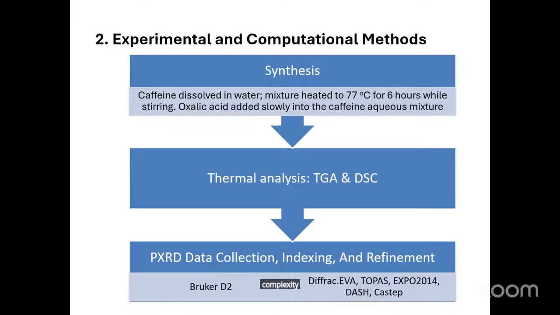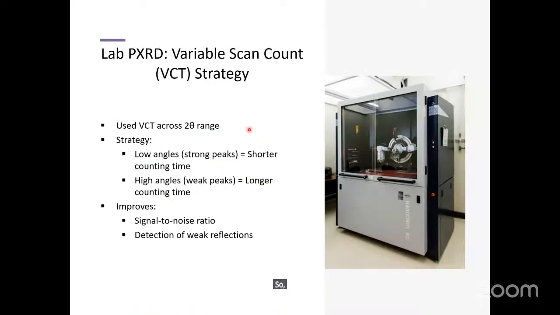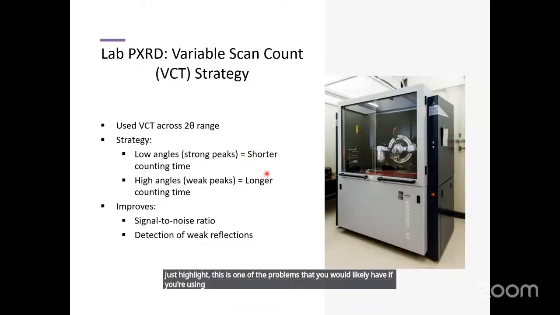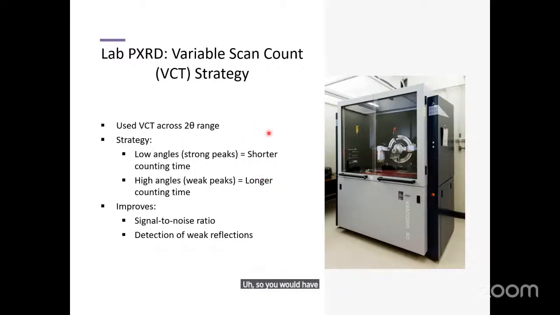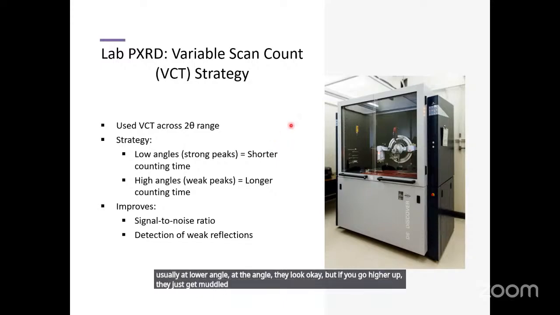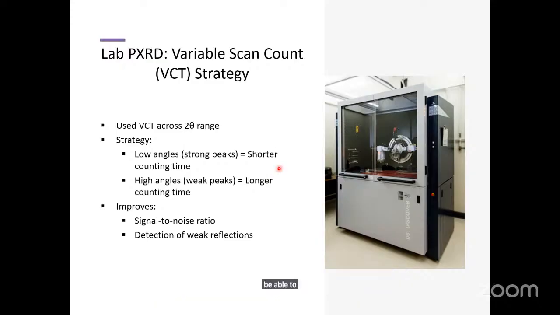complexity. So to just highlight, this is one of the problems that you would likely have if you're using a simpler machine like a D2. So you would have peaks that usually at lower theta angle, they look okay. But if you go higher up, they just get muddled with the background. So you kind of want to be able to vary how you look at the peaks.